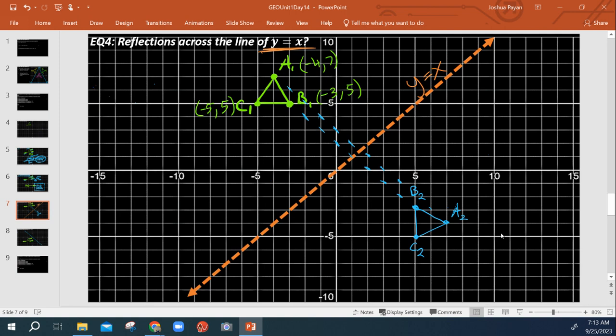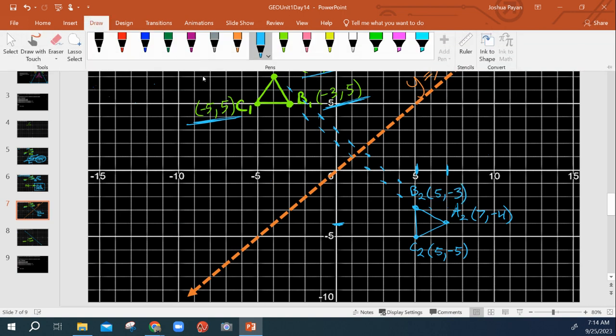Now let's look at the actual numerical pattern. So for A, we went from -4 by 7 to 7 by -4. Okay, for C, I know I'm going kind of out of order here, but it is what it is. For C, we went from -5 by 5. Then we went to 5 by -5. So you can already catch on what the pattern probably is. For B, -3 by 5, and we went to 5 by -3.